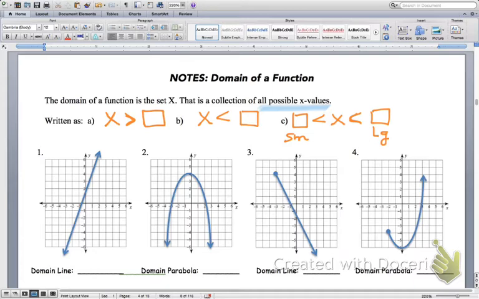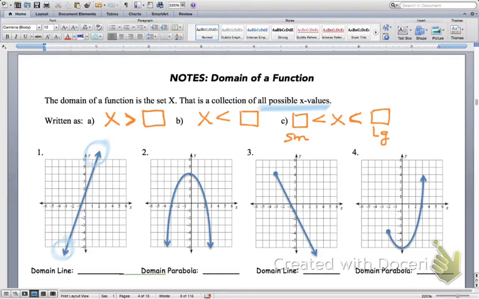So let's go ahead and look at some of these functions, and we're just going to be writing their domains. So which directions does it go and how far? So if we look at this first one, which is our line, notice that the line has arrows on both ends, which means that this function goes on forever. So it will forever go to the right and up, and it will forever go to the left and down, which means this function does not get cut off anywhere.